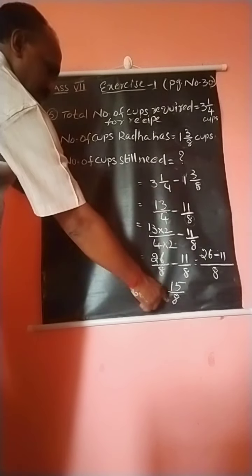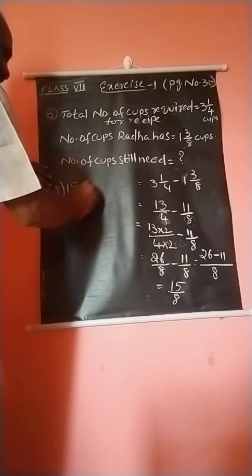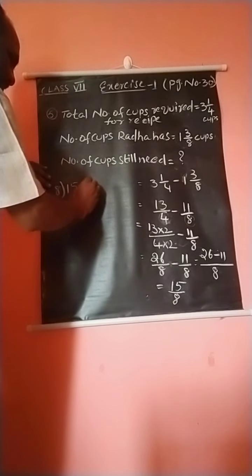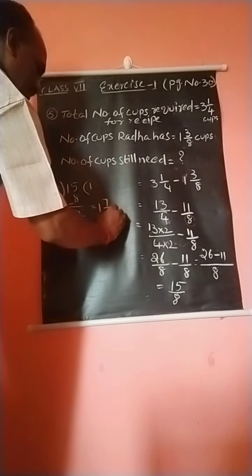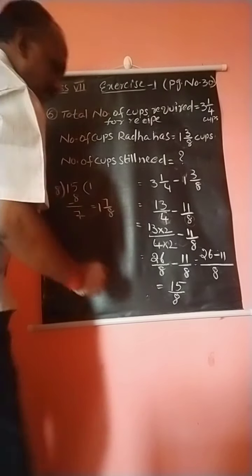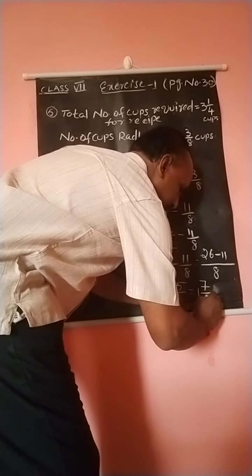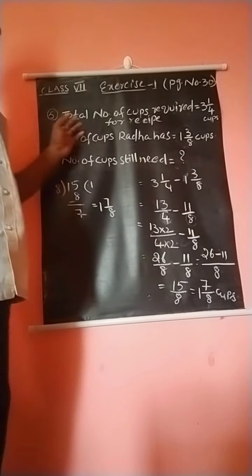15/8 is an improper fraction, since the numerator is greater than the denominator. How can I convert it? 8 ones are 8, 15 minus 8 is 7. That is equal to 1 7/8. So 15/8 means 1 7/8 cups needed.